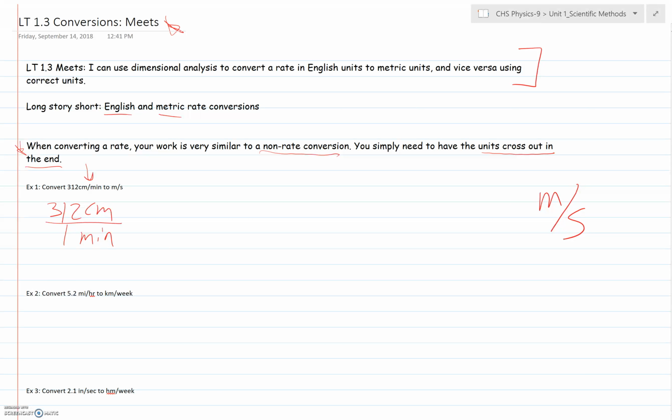So the first thing I need to do, and you could do this in either way. I'm going to first convert my top units, and then I'll convert my bottom units. You could do it in either way. It doesn't matter. But I like to do my top units first. So I want to convert centimeters out. So I need to get rid of centimeters, so I'm going to put that on the bottom. And then I'm trying to get to meters in the end, so meters on the top. I know the ratio between centimeters and meters, so I can do it in one step there.